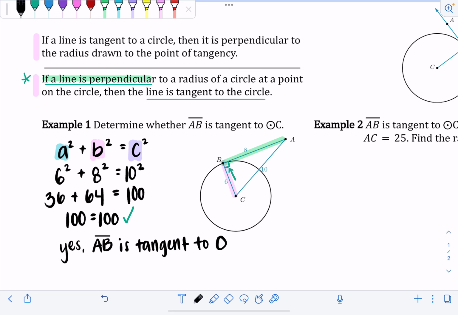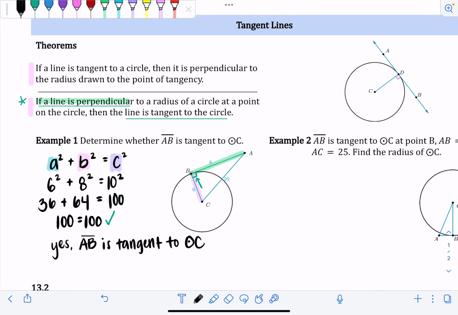Okay, so yes, segment AB is tangent to circle C, and again, we showed it by confirming that the radius and segment AB were perpendicular. We confirmed it was perpendicular by proving that that triangle is a right triangle, because perpendicular lines create right angles, and right triangles have a right angle.